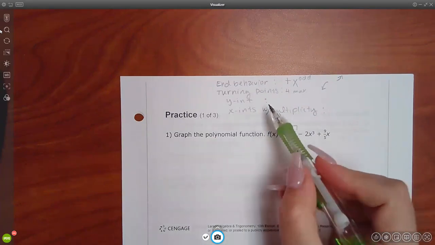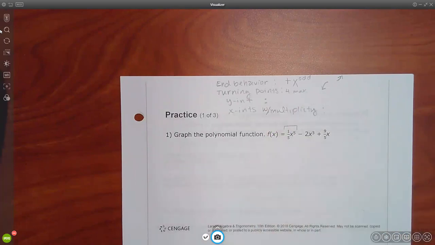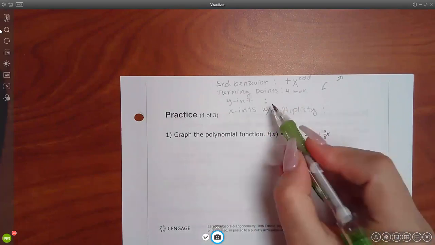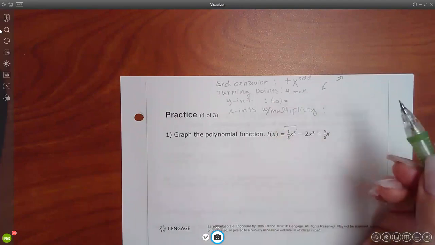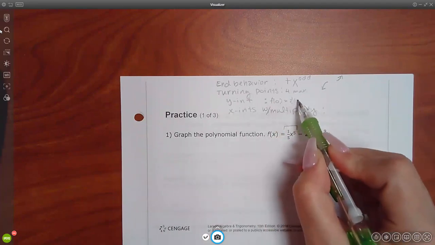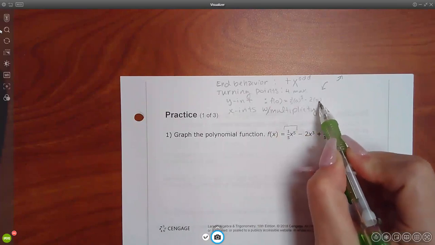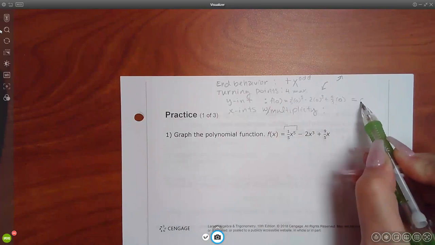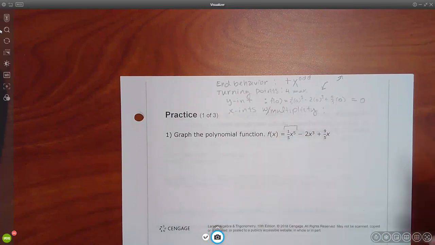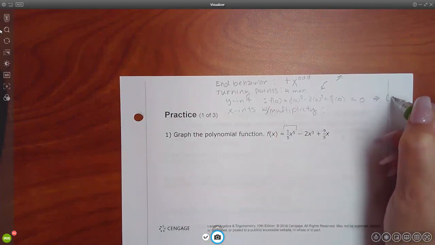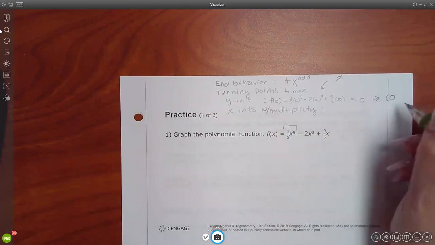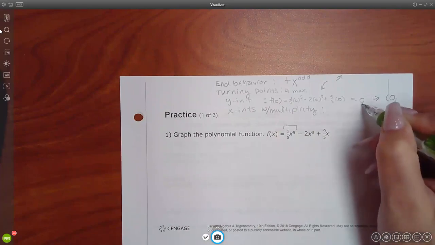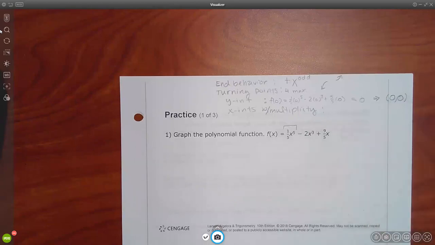The y-intercept, how do you find the y-intercept? That one's super easy. Plug in 0. So you're basically just finding f of 0. In this case, what happens if I plug in 0? I'm just going to be adding a bunch of zeros, right? And so I just get 0. What does that tell me? That tells me that my y-intercept is at 0 for x, because that's what I plugged in. And what did I get? I got 0 for y when I was done. So that's going to be my y-intercept at the origin.